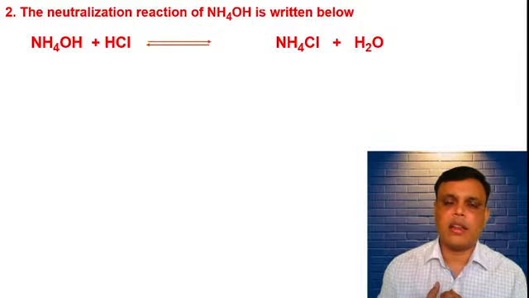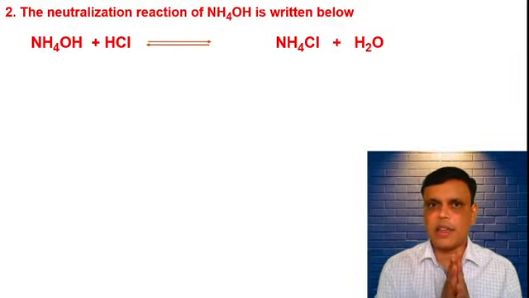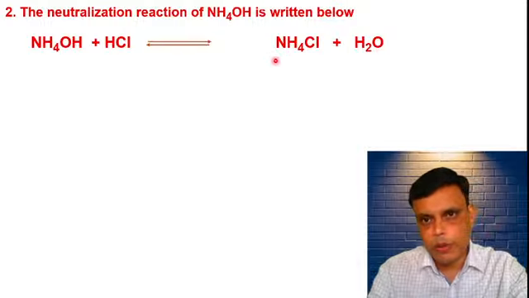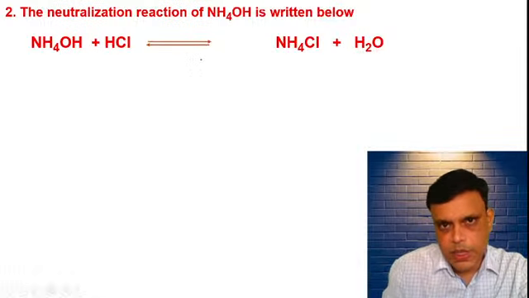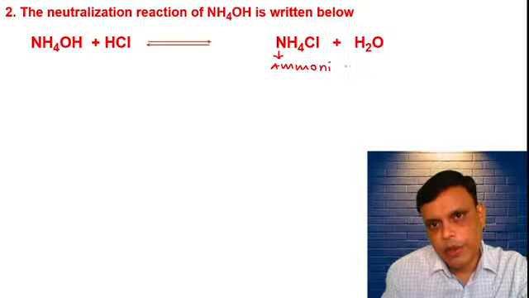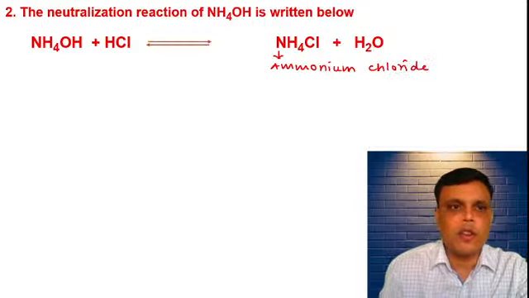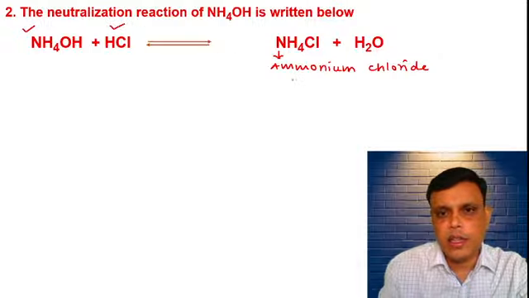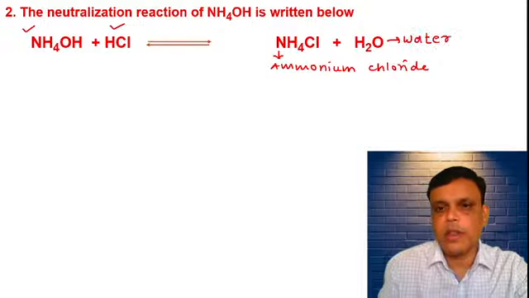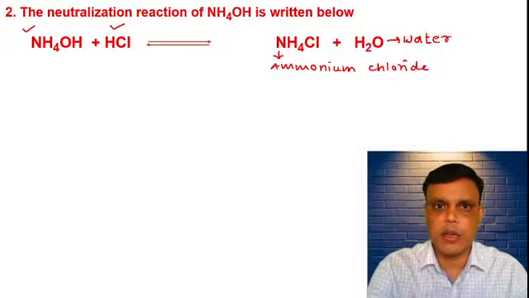Neutralization reaction. How will this ammonium hydroxide get neutralized in presence of HCl? What is the reaction between ammonium hydroxide and HCl? It is given. Here ammonium hydroxide plus HCl reversibly gives you ammonium chloride plus water. This species is called ammonium chloride. So after the reaction of ammonium hydroxide and HCl, you will get this salt, ammonium chloride, plus water. So salt plus water, it is called a neutralization reaction. This is the neutralization reaction of ammonium hydroxide in presence of HCl.